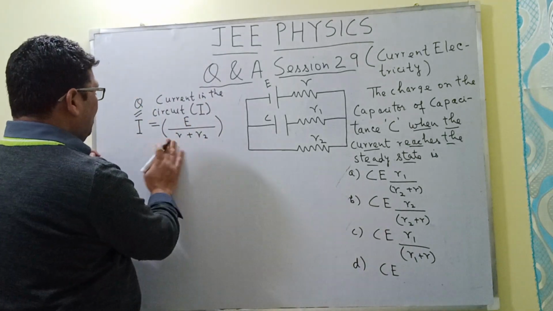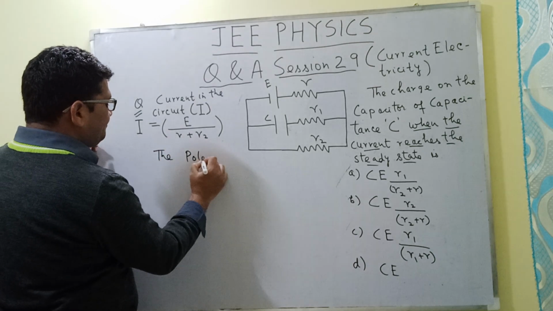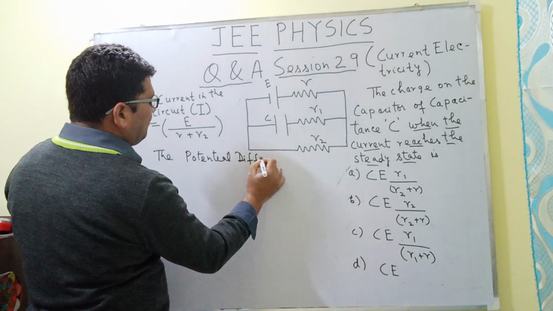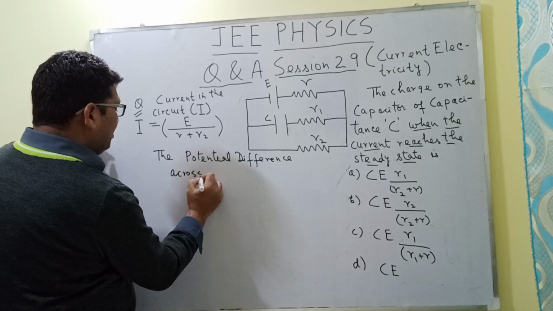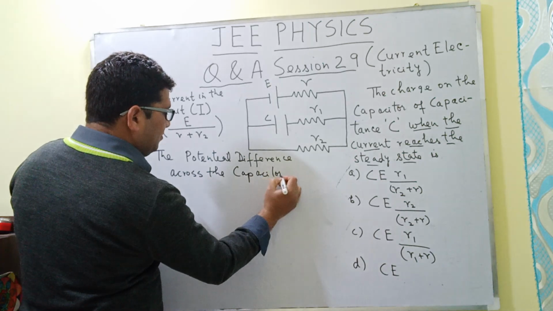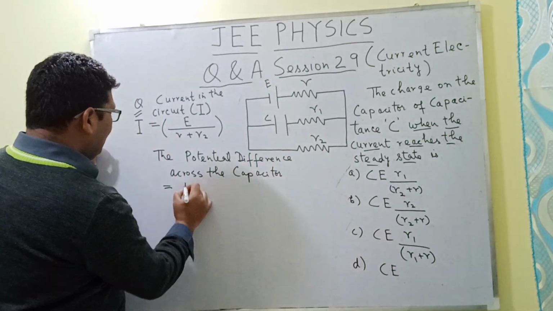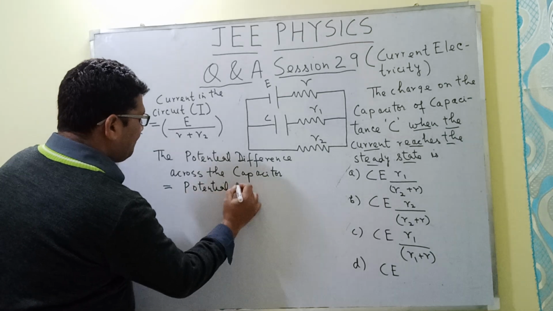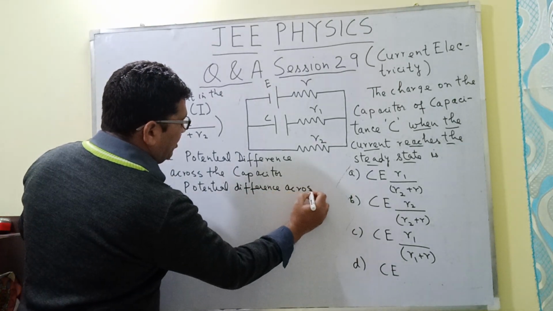Now, the potential difference across the capacitor will be equal to the potential difference across this resistor, which is equal to the potential difference across R2.